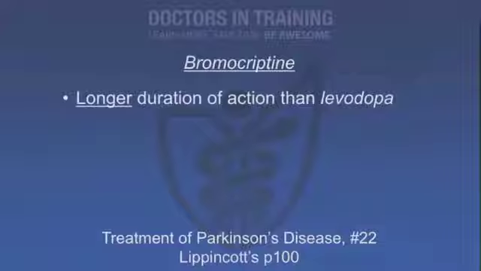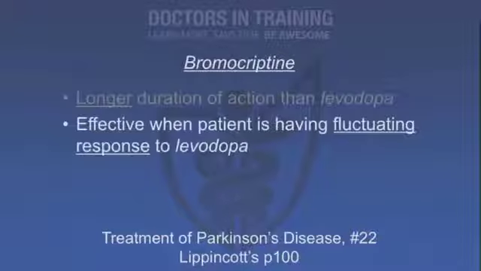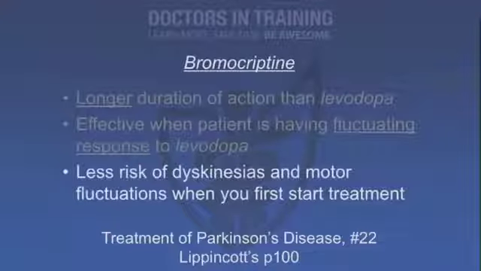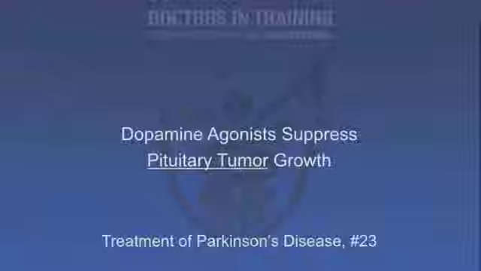It has a longer duration of action than levodopa, so it can be effective when a patient is having a fluctuating response to levodopa, which we talked about. There's less risk of dyskinesias and motor fluctuations when you first start treatment. Unfortunately, it's ineffective in patients who have shown no response to levodopa. Bromocriptine can also be used to treat pituitary tumors. You'll remember that dopamine is involved in the regulation of secretion of pituitary hormone.